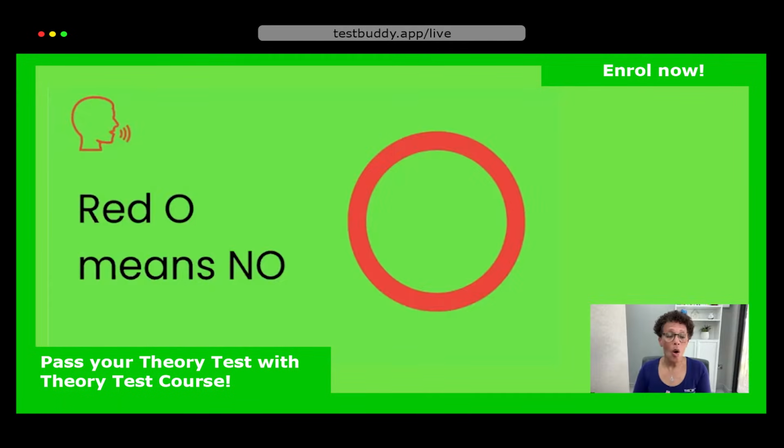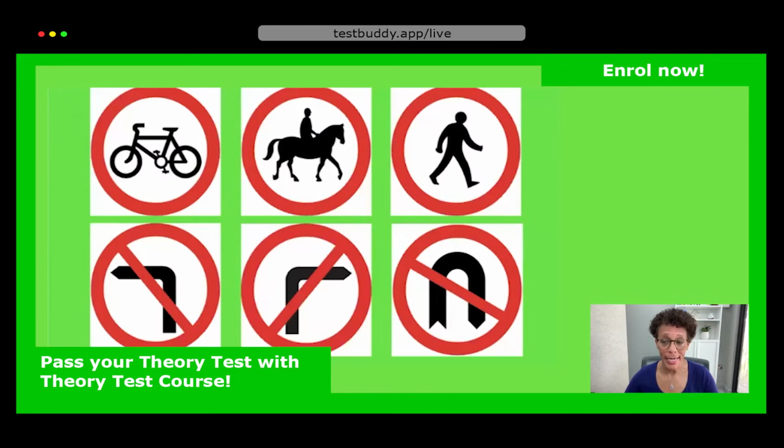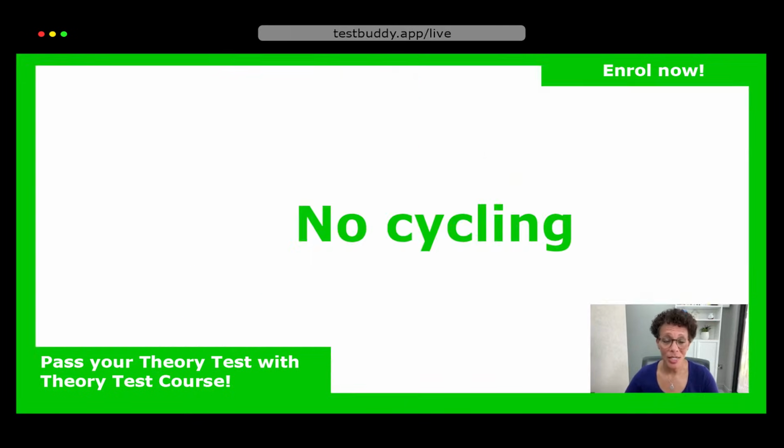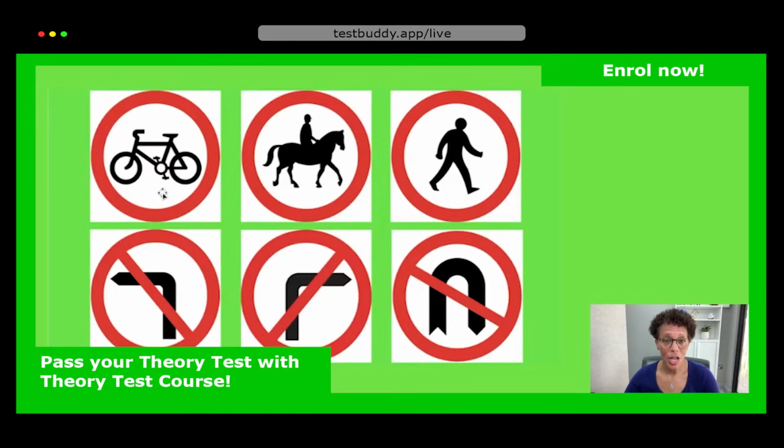So now you know what all of these signs mean, don't you? What about sign A, this one here? Red O means no. So who cannot use this road? If you look at the shape and then the colour, the shape is an order. The colour is a red O. And then you look at the picture, no cycling. Brilliant. Red O means no.